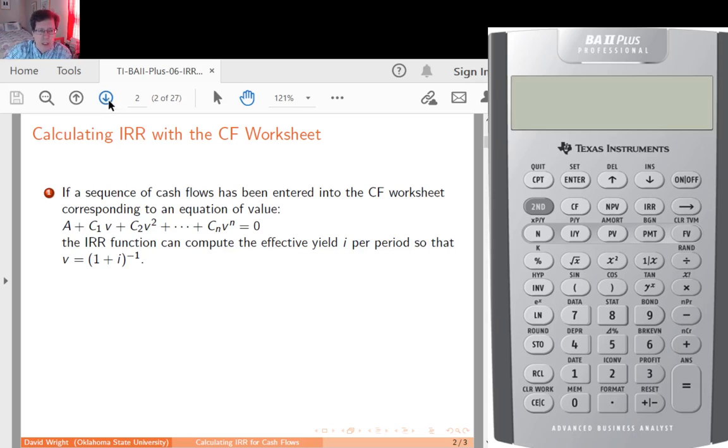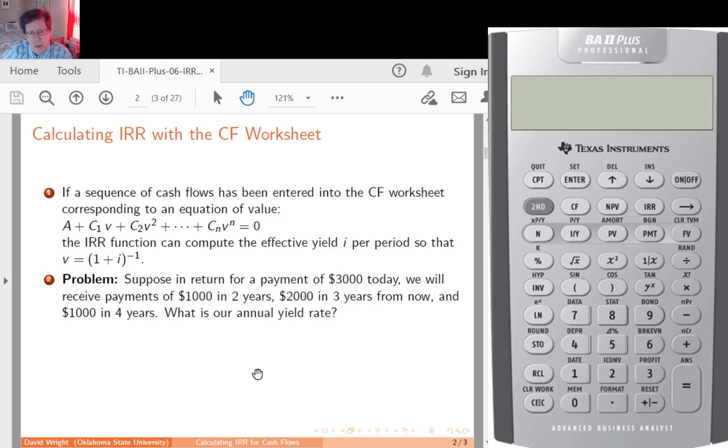And generally speaking, with complicated polynomial equations, there is no simple analytic way to solve for I. Yes, if they're quadratic, you can use the quadratic formula, but most cash flows have far more terms than that. And so there's a lot of complicated polynomial algebra involved. But if there is one solution that seems likely, the CF worksheet will find it.